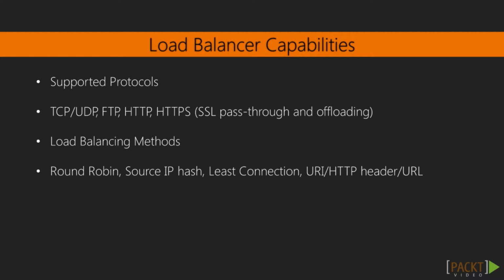We have different load balancing methods. So round robin means we just distribute each session to a new server. Or we could use a source IP hash, so that the session redistribution is done using a hash value based on the source IP address. Or we just use least connections. So the backend server with the least connections will get the new request. Lastly, we have the URI HTTP URL header capability to distribute the new sessions.